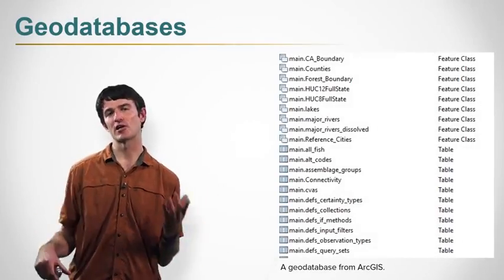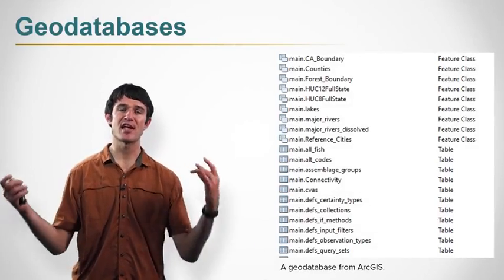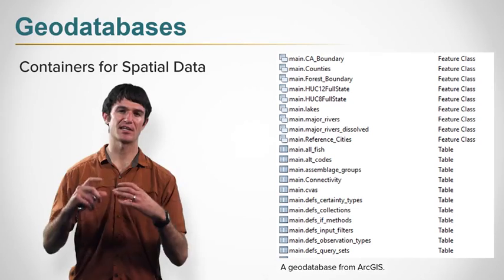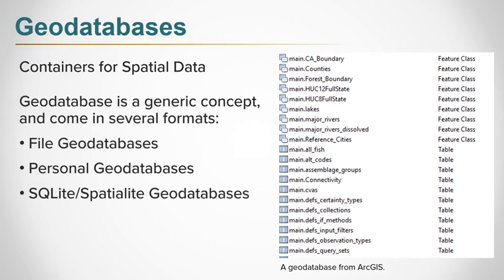Geodatabases are where we hold our spatial data. You can hold it in other ways, but geodatabases are nice containers to bring all of your spatial data together. Geodatabases are a general concept. There are multiple types of geodatabases that you could have. You may hear about file geodatabases, personal geodatabases, spatial-like geodatabases. ArcGIS can use all of these, and you can use them in other systems too sometimes.